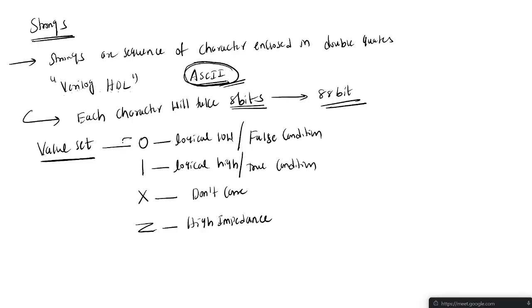Coming to Verilog, we'll discuss data types in the next class. It will support the 4-state data type. 4 states will be there in Verilog: 0, 1, X, Z. These are the value set. The value can be 0, or 1, or don't care, or high impedance, that is Z.